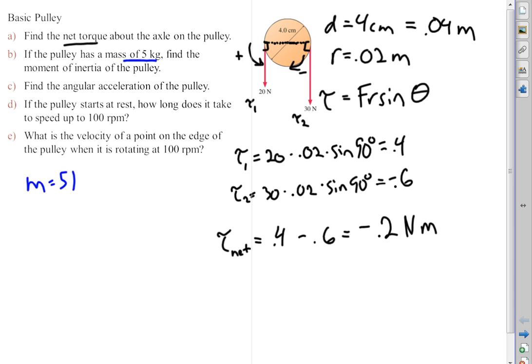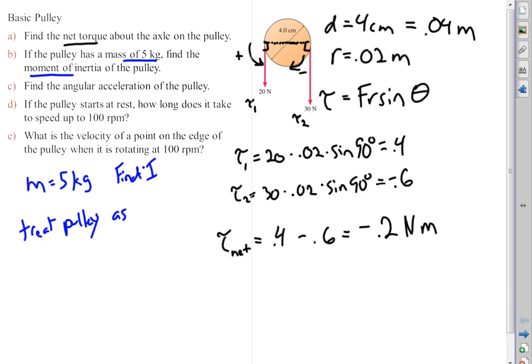So, part B. If the pulley has a mass of 5 kilograms, find the moment of inertia of the pulley. In other words, give us that number, the moment of inertia, which talks about how it resists rotating. So first we'll make a note here that the mass is 5 kilograms. We're looking for the moment of inertia. That's what we're trying to find.